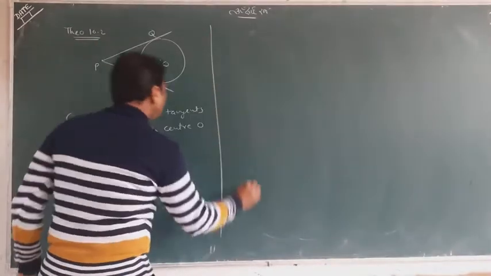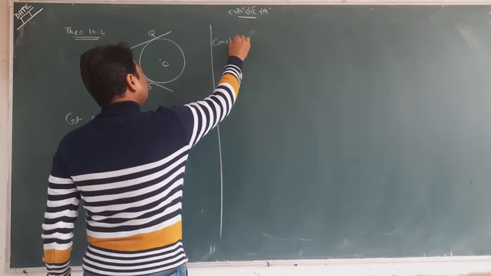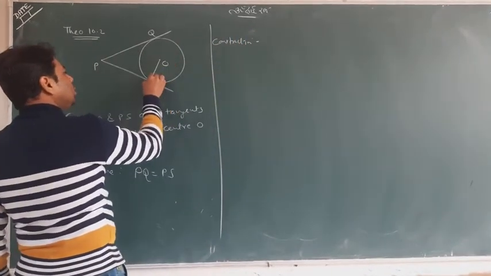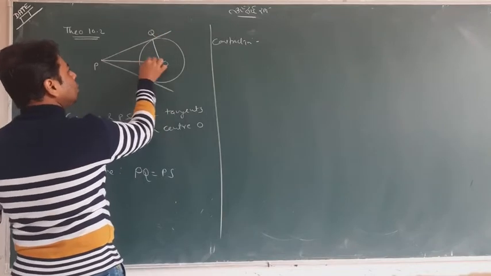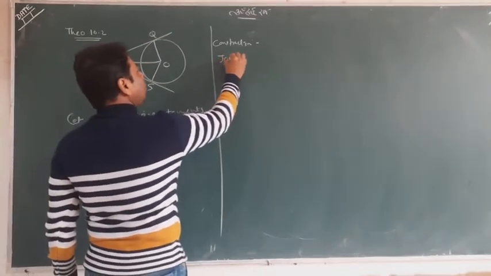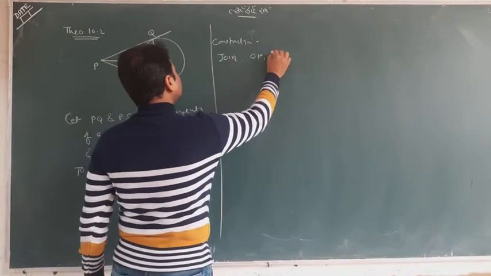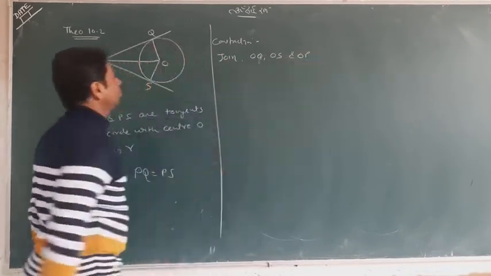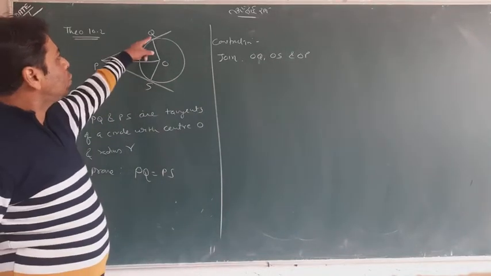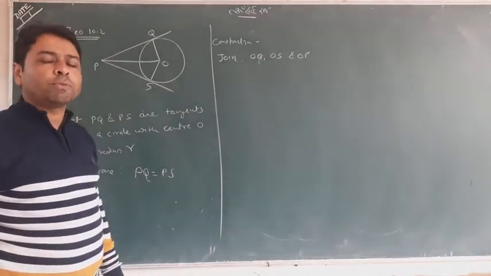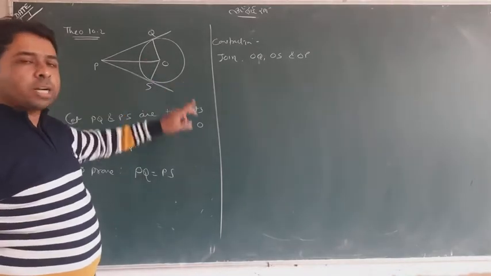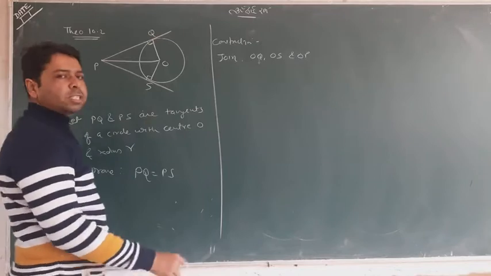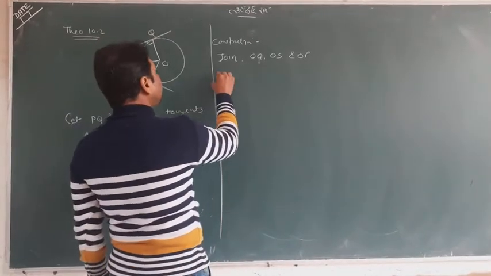Only construct a little bit. Construction: we join OQ, OS and OP. Now one can understand that Q and S are none else but the points of contact. OQ and OS are definitely radii, so one can understand that this is going to be 90 degrees. So I'll start the proof.